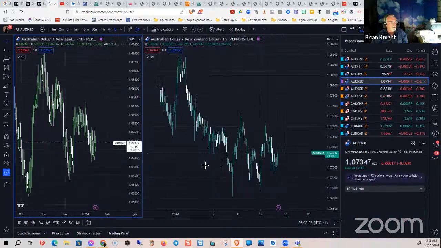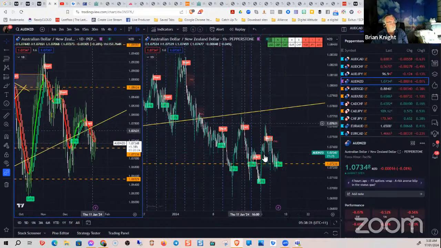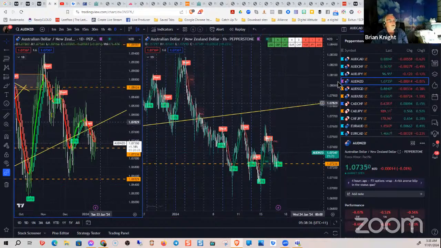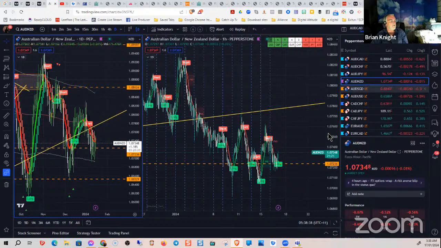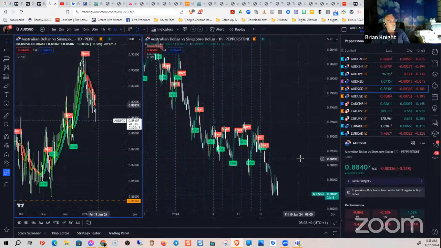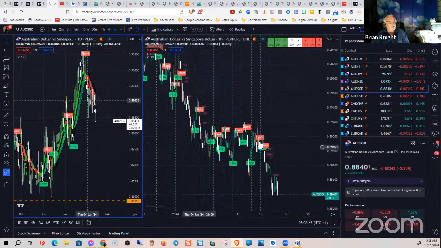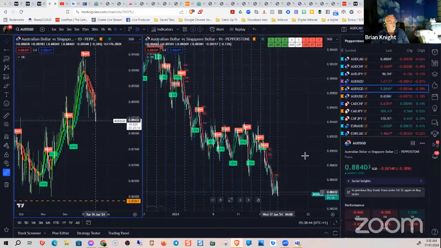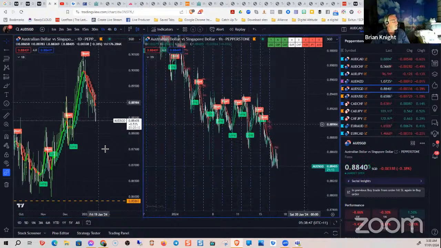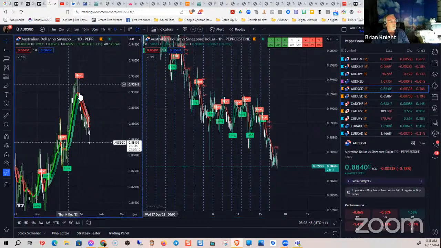AUD NZD. Sideways. I don't tend to trade that. Here we go. Now, out of the consolidation, it has dropped. That's good. We'll probably get a pullback. But ultimately, AUD Singapore, we're into a sell on it.